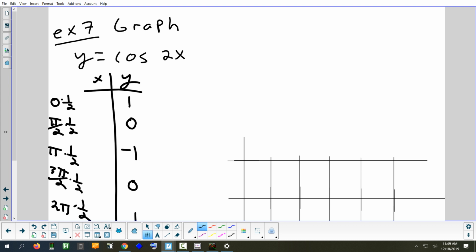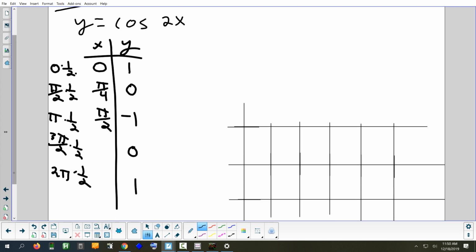So the first one, what's 0 times a half? 0. Pi over 2 times a half? Pi over 4. Pi times a half? Pi over 2. What about 3 pi over 2 times a half? 3 pi over 4. And 2 pi times a half? 2 pi over 2, which is how much? 1 pi.